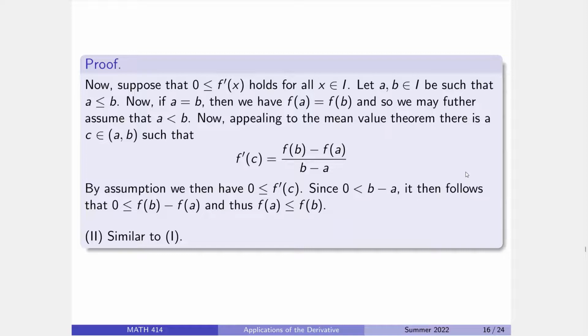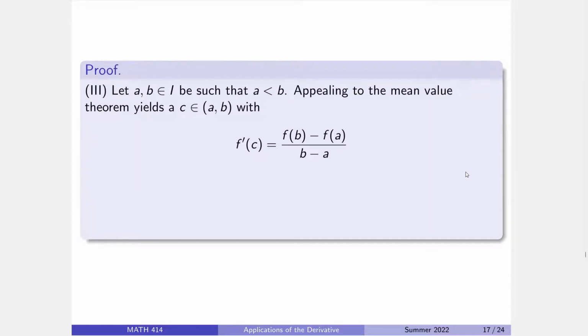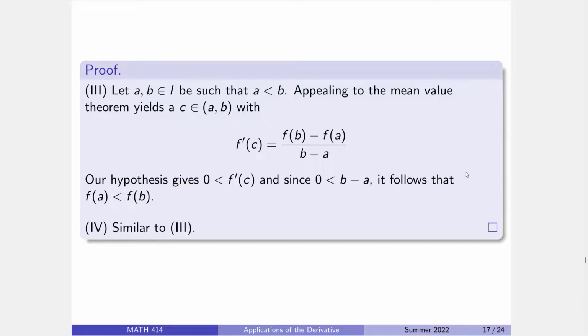Point 2 is similar. Monotone decreasing if and only if the derivative is less than or equal to 0. And now if your derivative is strictly positive, then you can get strictly increasing by the exact same argument that we just made, only now this is strictly positive, and since that's strictly positive, this up here needs to be strictly greater than 0, so f of A is strictly less than f of B, so we're strictly increasing. And there we go. Beauty.